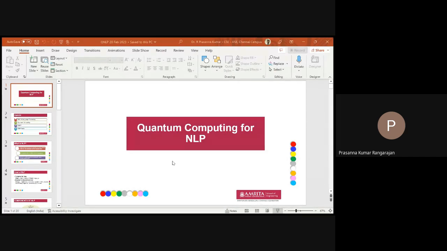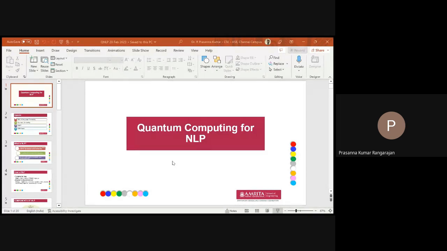Now, let's go into the agenda of this particular talk. I have split this entire session into four parts. One, I'll be introducing the basic concepts of NLP, not much, maybe a bird's eye view. Then let me introduce something about quantum computing, what it is all about. And we'll go into our topic, that is QNLP, quantum computing for NLP. And at the end, I would like to introduce a few tools to you in QNLP.